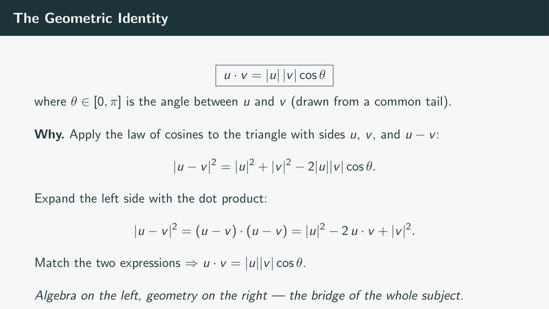The squared magnitudes cancel from both sides, and what's left is u dot v equals the magnitudes times the cosine. On the left, pure algebra, a sum of products. On the right, pure geometry, lengths and an angle. The dot product is the bridge between them, and that bridge is the foundation of everything that follows.